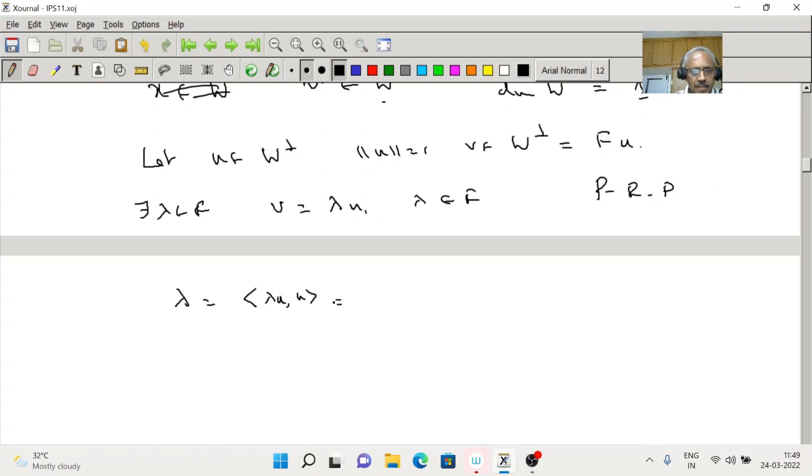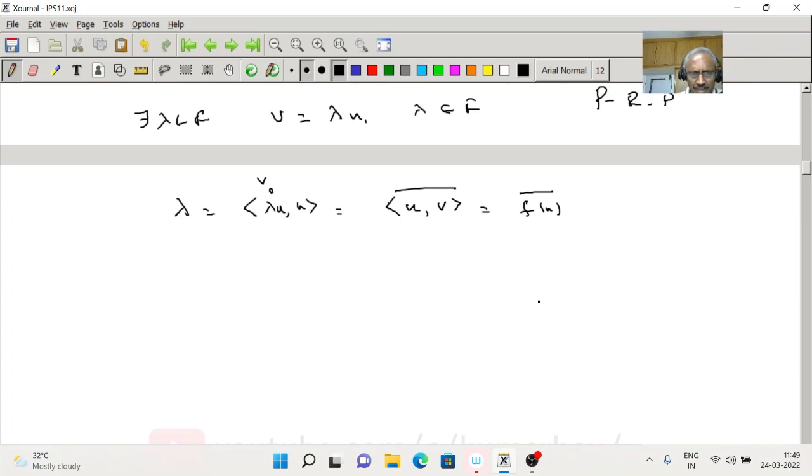Yeah. But remember, this is my V. Therefore, if this is my V, this should be the inner product of U with V bar, right? But this is your F of U bar. Do you understand how I'm working? I'm working backwards, so you may be put off.